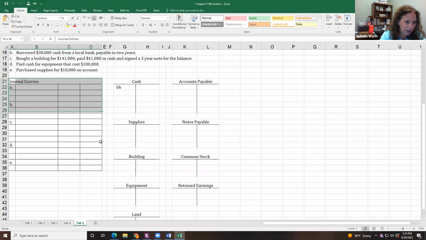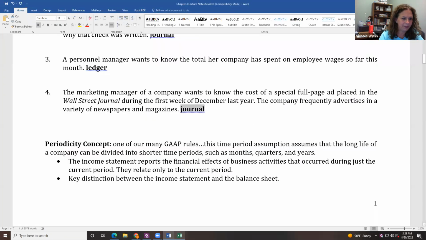We would go look at all of them. And we would go to ones dated the first week of December and then look for one that was advertising expense. So, and that's how we would find it.